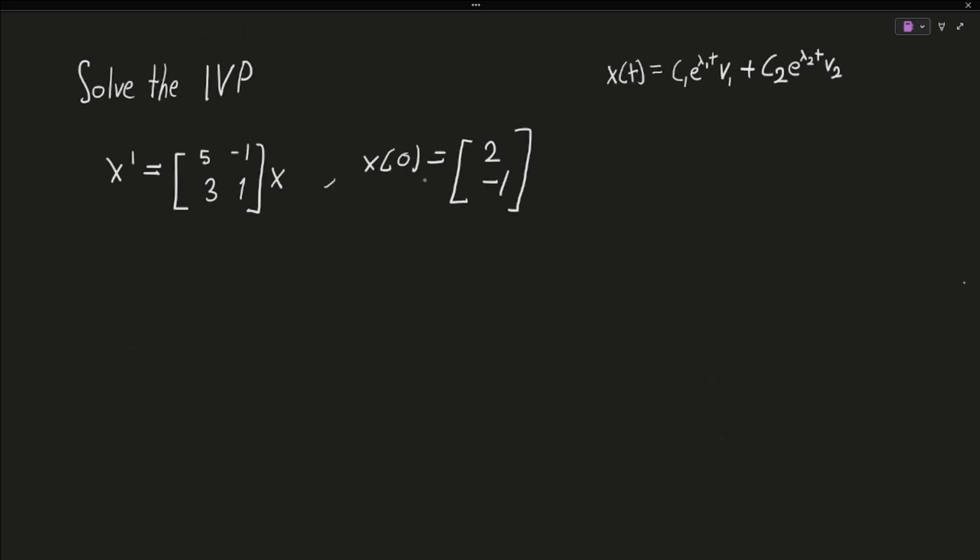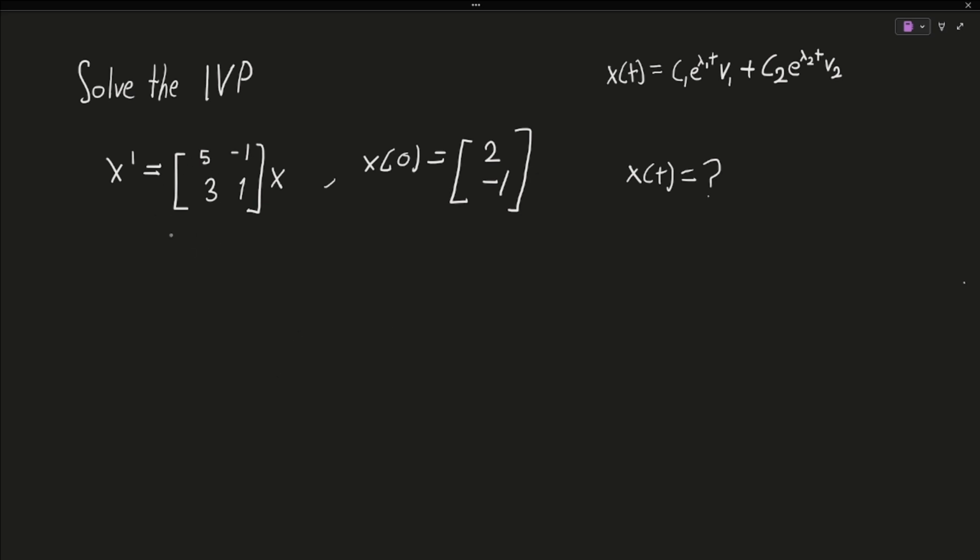Now let's solve this linear system. We are given that x prime equals a matrix times x, and we are given an initial condition, and we are asked to find what x of t is. Okay, what is x of t? Since this is a differential equation system, the best approach is to start with solving for the eigenvalues.